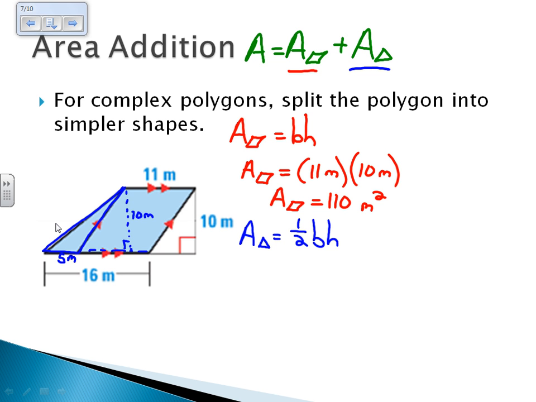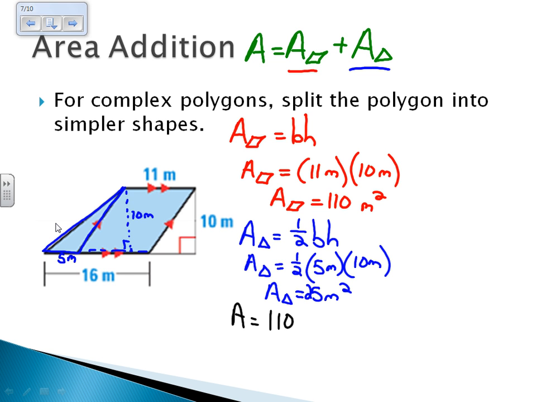So the area of the triangle then is half the base, which is 5 meters, times the height, which is 10 meters. Once again, the way I would do this, half times 10, what's half of 10? 5 times 5. So the area of the triangle is 25. What's the units? Meters squared. Your last step then, add them. So the area is equal to 110 meters squared plus 25 meters squared. So the area as a whole is 135. What are my units?